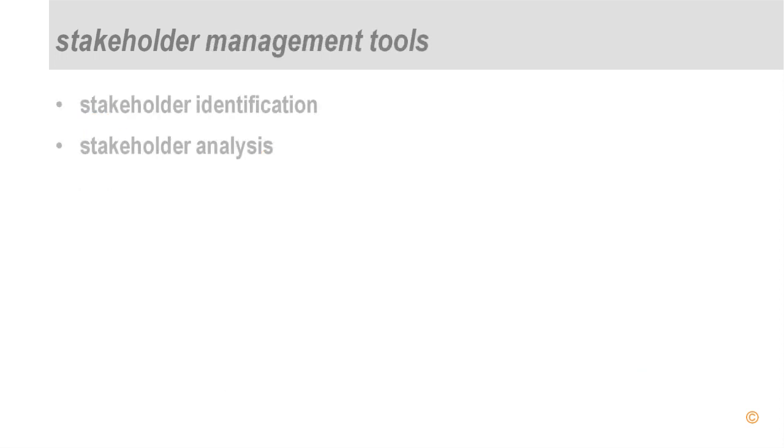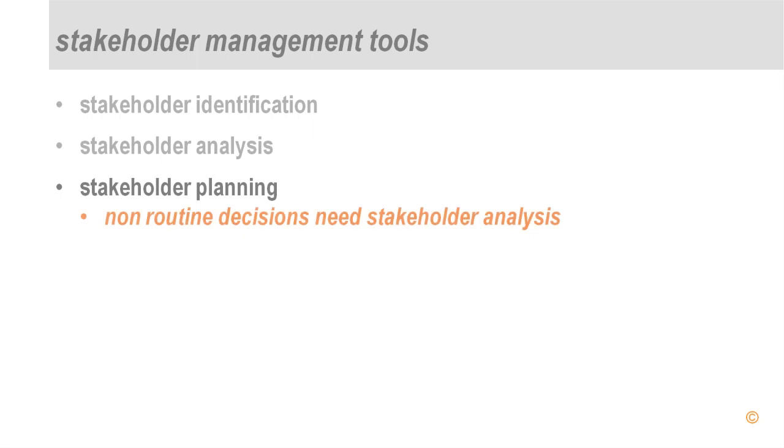Another important stakeholder tool is stakeholder planning. What that means is that any non-routine decision that a system makes needs to involve a stakeholder analysis. So whenever something is being decided, it is useful to say, who are the stakeholders, what would they want from the decision, and then we make a decision in such a way that as much as possible we satisfy our stakeholders.